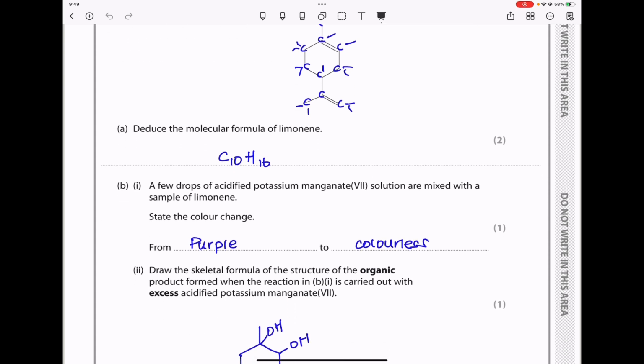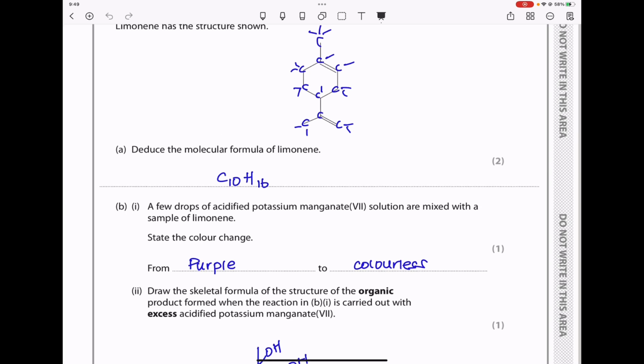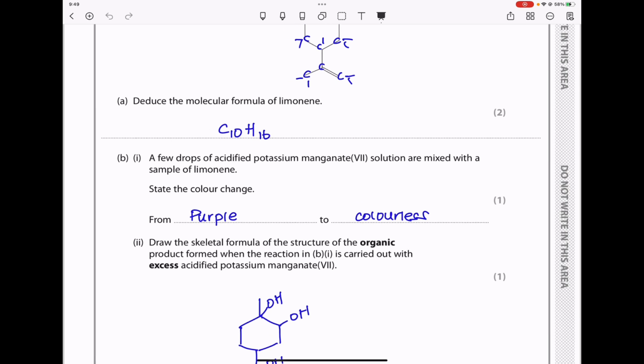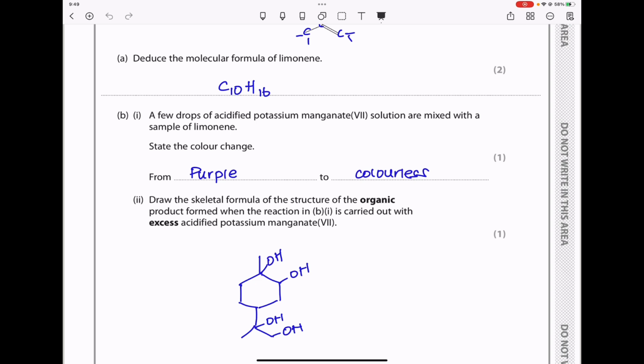Next, they say a few drops of acidified potassium manganate(VII) solution was mixed with a sample of limonene. State the color change. Because this is acidified potassium manganate(VII), which is purple, when you react it with limonene, it's going to cause formation of diols, and so it's going to turn colorless due to the oxidation that has occurred.